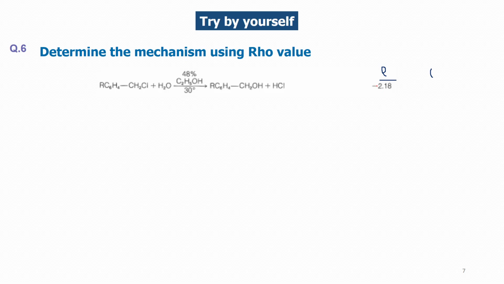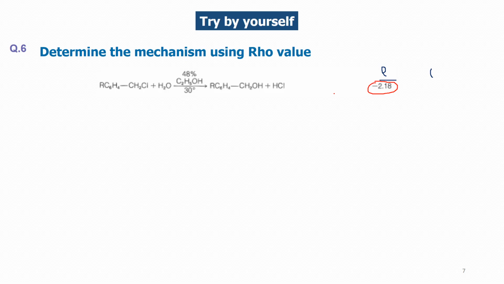It is a negative rho value. In the last class I told you several times that whenever there is a negative rho value, the intermediate involved is positively charged. The Hammett equation is based on the deprotonation of carboxylic acid, where the intermediate is negatively charged, and based on the stability of that intermediate we get the rho value, and in that case the rho value was positive. I hope you can remember, or if not you can go and check.